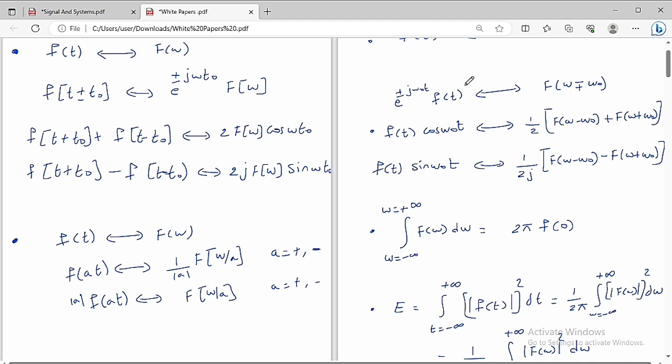We multiply, and if you apply the Fourier transform with the help of this property, we are going to get 1 by 2j [F of omega minus omega naught minus F of omega plus omega naught]. So if you remember this one, it is plus, plus by minus, and here keeping an extra j downward.